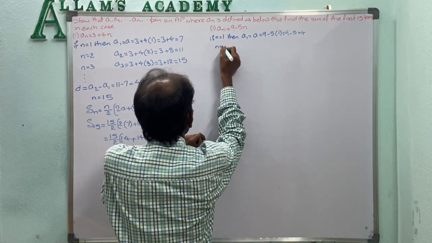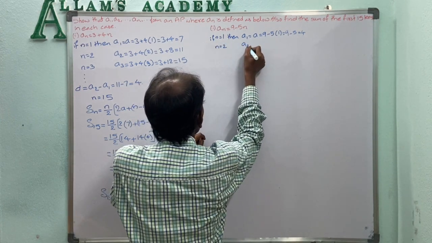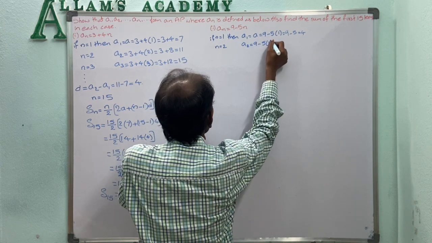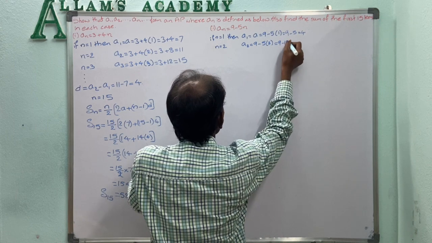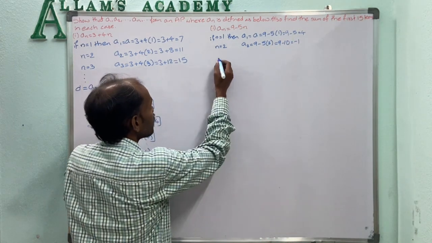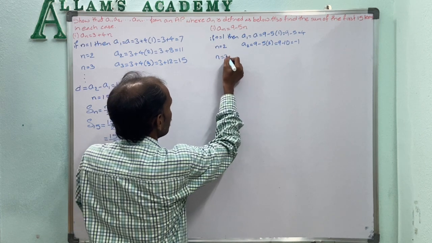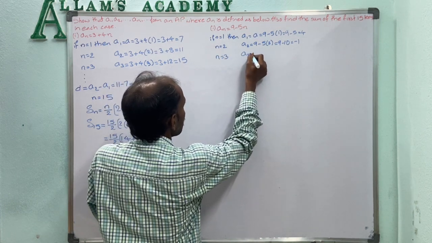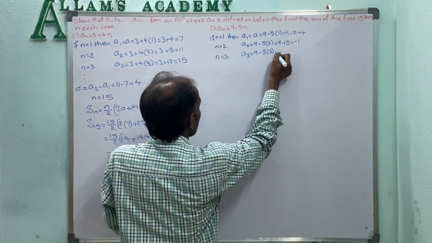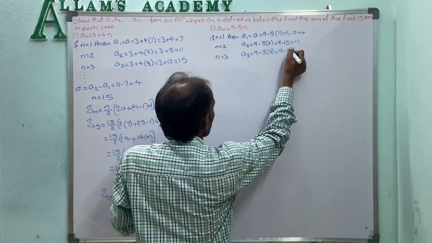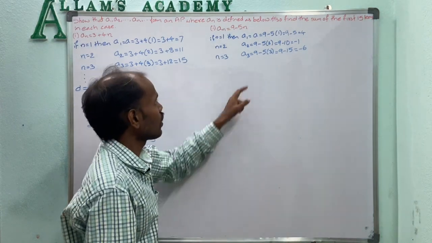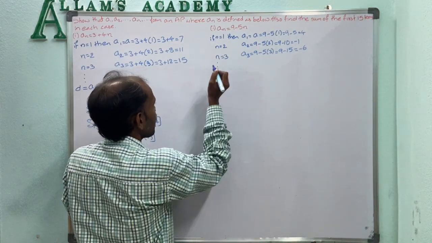Now if n = 2, then a2 = 9 − 5 × 2. 5 twos are 10, so 9 − 10 = −1. If n = 3, then a3 = 9 − 5 × 3. 5 threes are 15, so 9 − 15 = −6. And so on we can write the series.